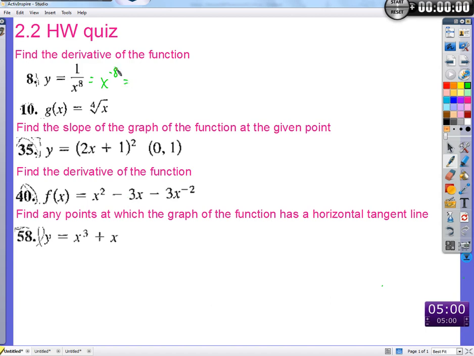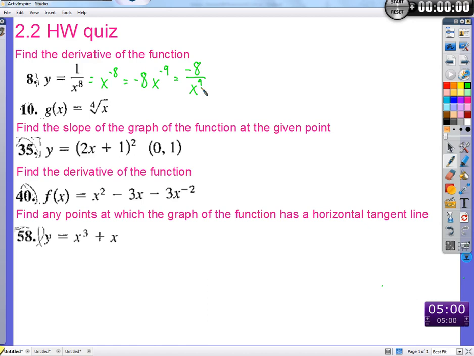So you just bring this guy down in front, negative 8, times x to the, what's negative 8 minus 1? Negative 9. A lot of people still go to negative 7, a natural mistake to make. So just be wary. If it's 1 over a variable to a power, you basically just make it a negative power, yep. And then use the power rule with that. Yep. All right. That's it.